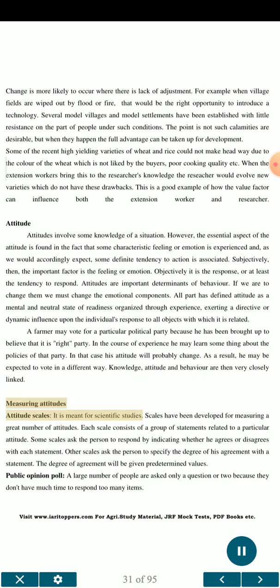Measuring attitudes: attitude scales. It is meant for scientific studies. Scales have been developed for measuring a great number of attitudes. Each scale consists of a group of statements related to a particular attitude. Some scales ask the person to respond by indicating whether he agrees or disagrees with each statement. Other scales ask the person to specify the degree of his agreement with a statement. The degree of agreement will be given predetermined values. Public opinion poll: a large number of people are asked only a question or two because they don't have much time to respond to many items.